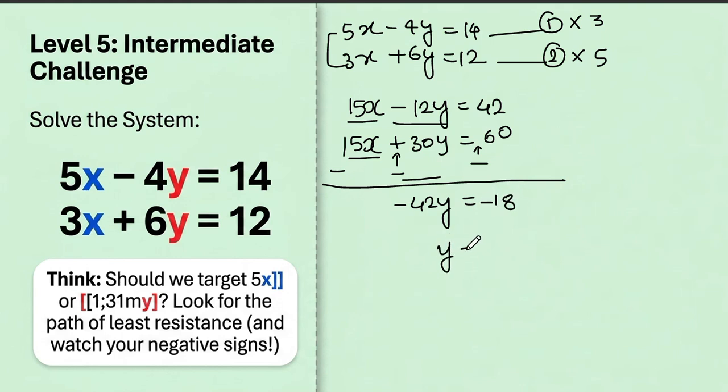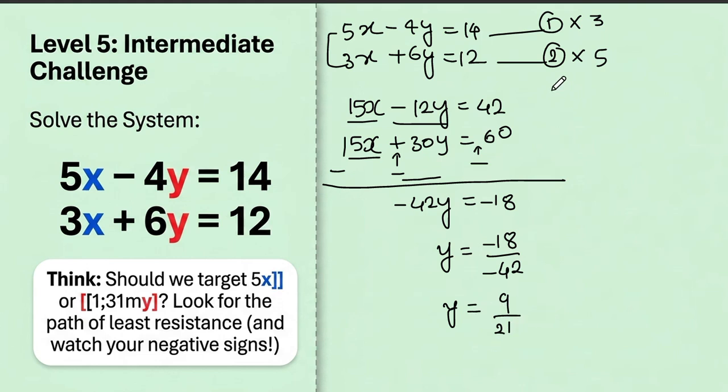So we'll get y is equal to minus 18 upon minus 42. If we solve this, the minus minus will get cancelled. If we cancel out by 2, 9 twos are 18 and 21 twos are 42. So the y value is 9 upon 21.